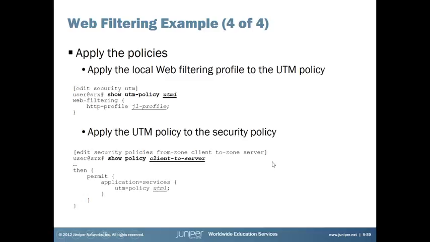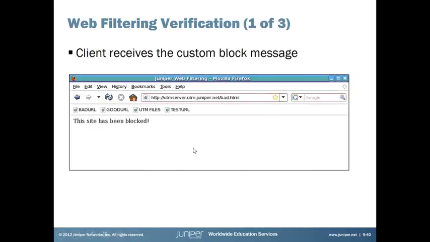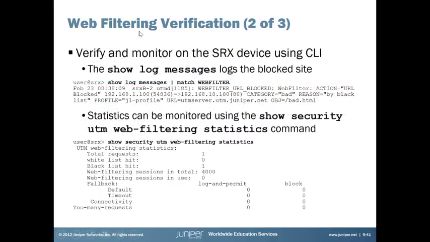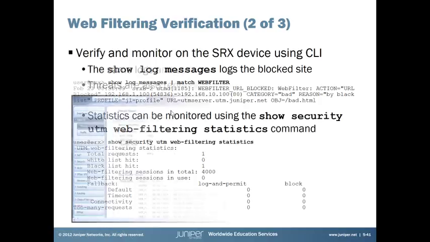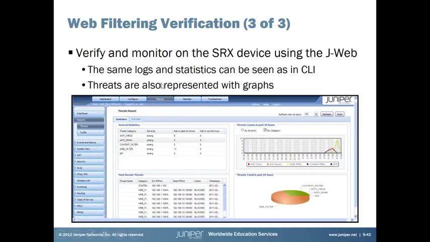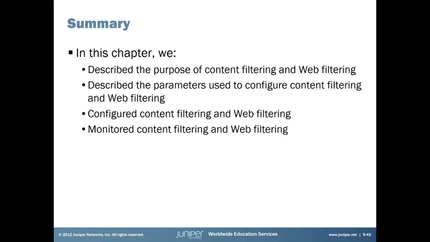And we go ahead and apply our policies. And verification, go to that particular URL, we should see this site has been blocked. There's our block message. Again, look at our syslog file, and we can do a show security UTM with web filtering statistics to see what we've been blocking. And we can also verify that through JWeb as well. Like I said, I found JWeb to be much easier when it comes to UTM.